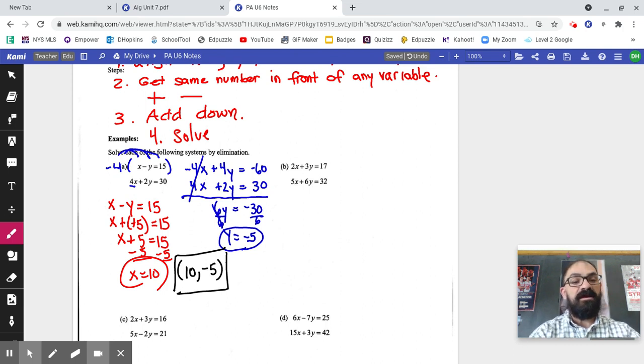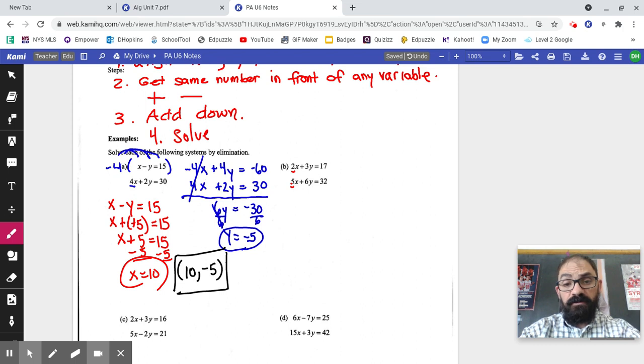Okay, let's look at the next one. If I chose to eliminate the x's, I would need 2 and 5 right here. The smallest number they both go into is 10. So I'd have to multiply the top by 5 and the bottom by 2. But one would have to be positive, one would have to be negative, just so they cancel.